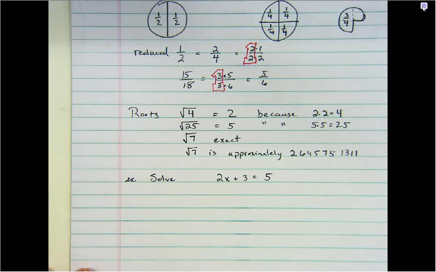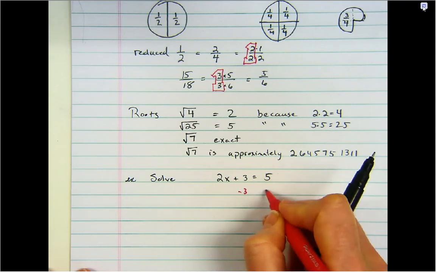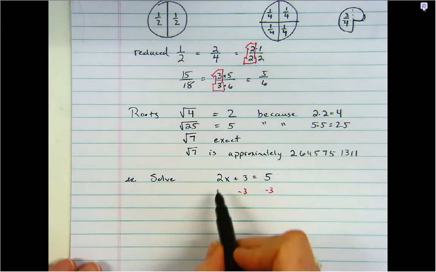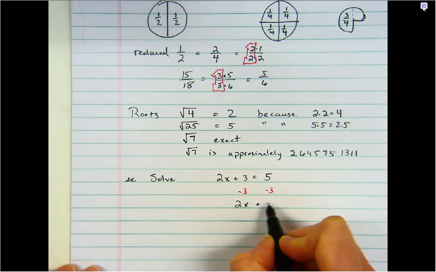Take 3 and subtract 3 from 3 and then subtract 5 from 3. And then the 3 and the 3 would cancel out. Right, exactly. So we're going to subtract 3 from the 3 and 3 from the 5 because we're trying to get that x by itself. So you have 2x equals 2.